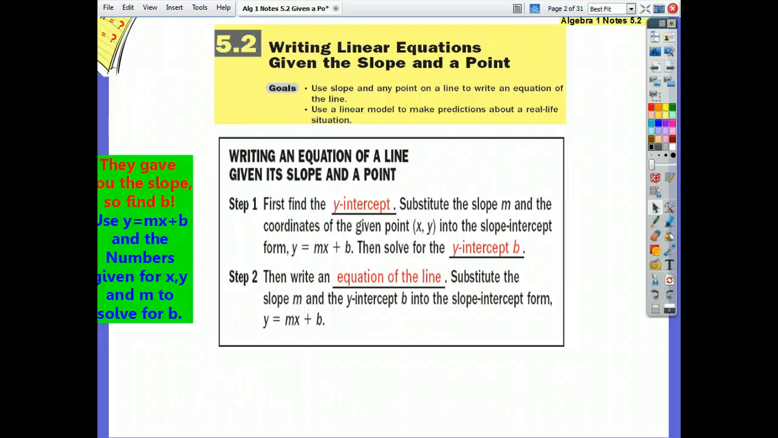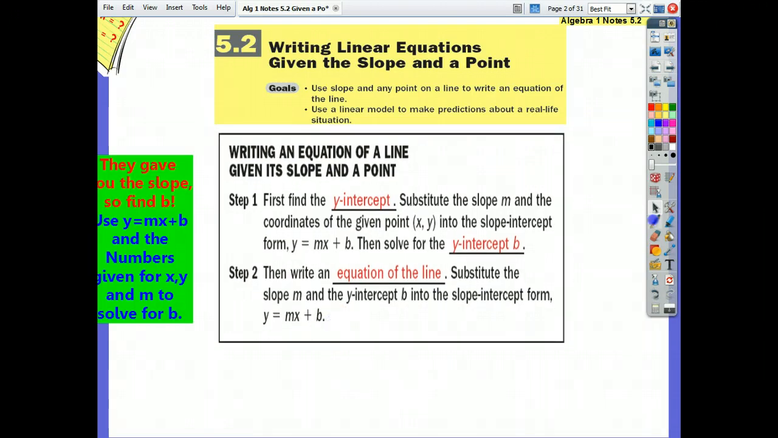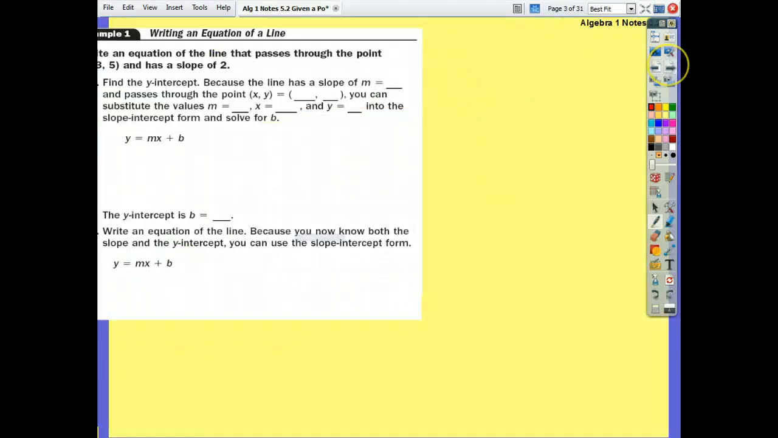Okay, 5.2, writing linear equations given the slope and a point. Today, out of the slope-intercept form, the function form, it's an equation like we always talk about. Today, you're going to be given the slope. Which letter here is the slope? Okay, so you're going to be given the m. You're going to be given the y and the x. So then you have to solve for the b. And the b is the what? Y-intercept. The y-intercept. So that's what we're going to be doing on our homework today.